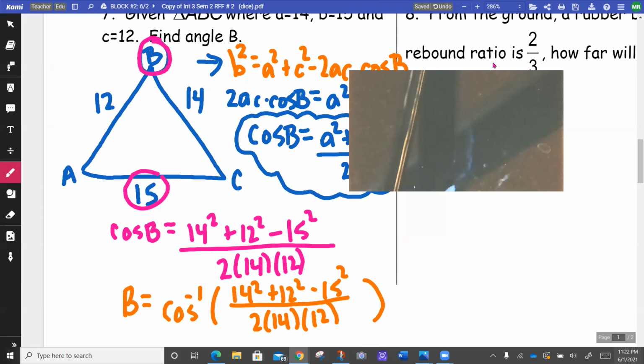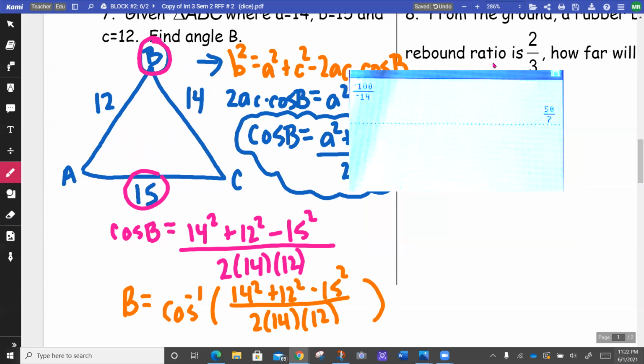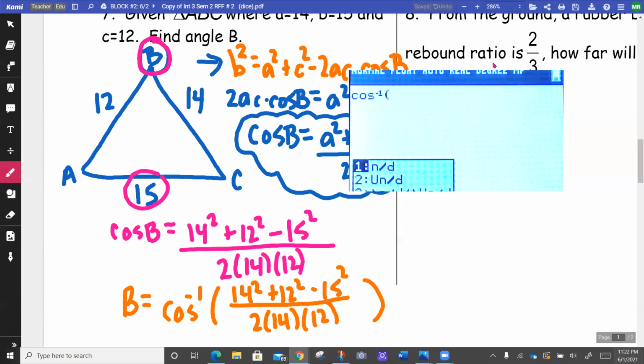And I want to make sure my calculator is in degrees for this, because triangles are in degrees, not radians. Okay, so it is in degrees. Okay, so I'm going to do cosine inverse, and then I'm going to get my fraction, and I'm going to do 14 squared plus 12 squared minus 15 squared over 2 times 14 times 12.